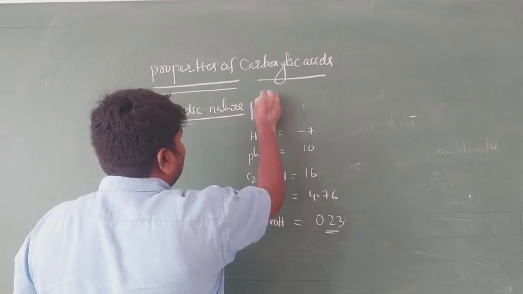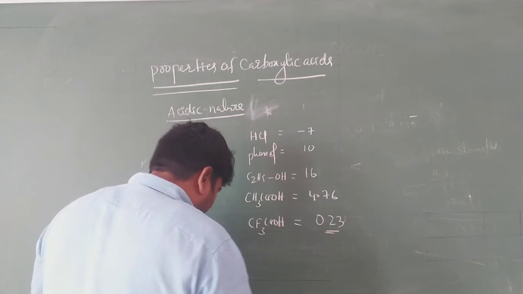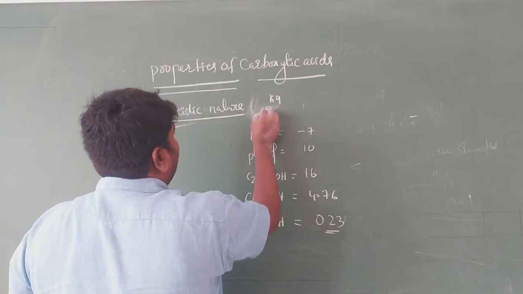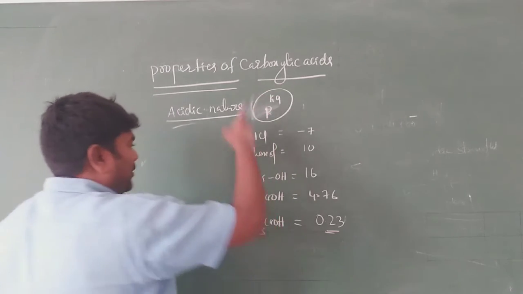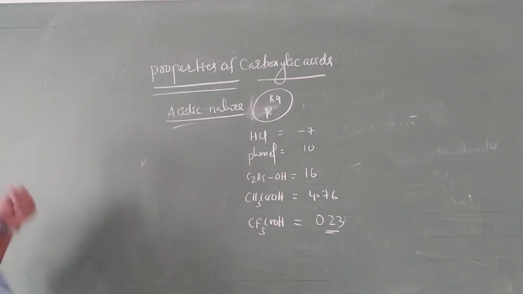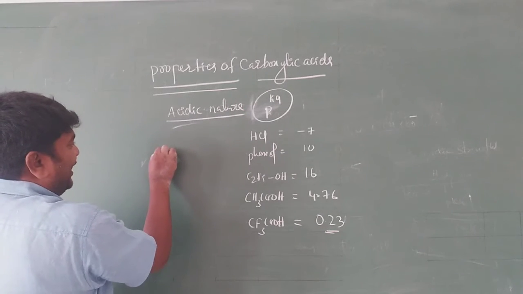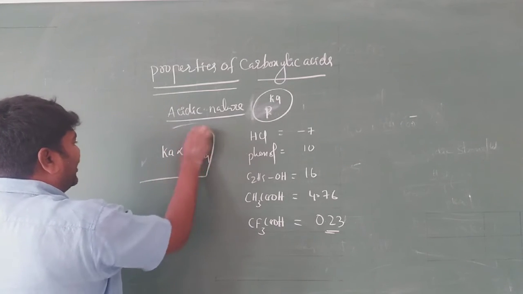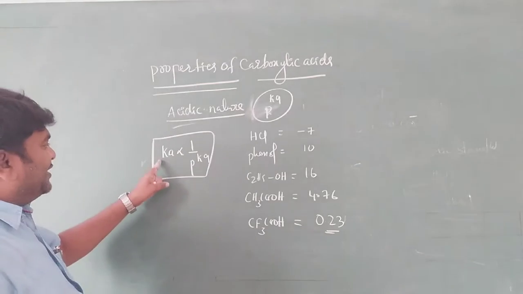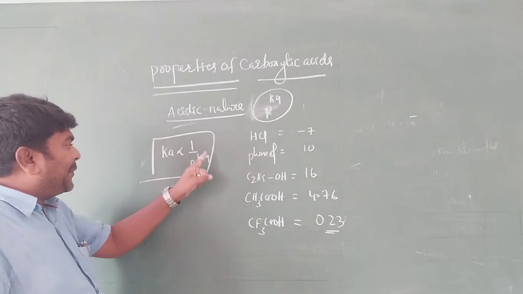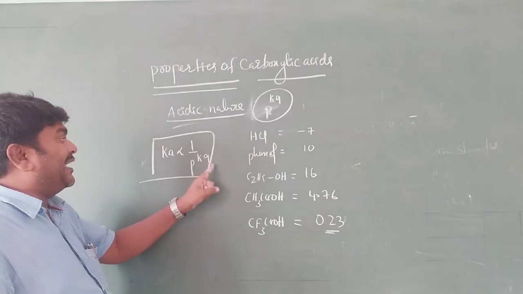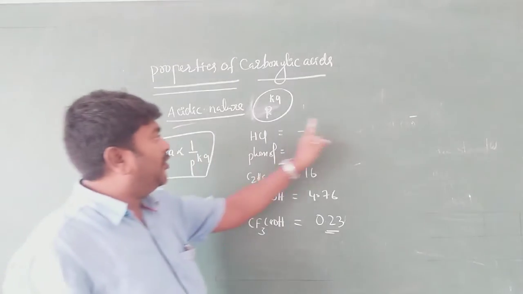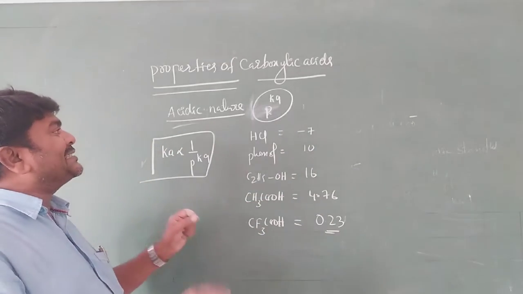These all are pKa values, not Ka values. Very, very important, my dear students. Ka is inversely proportional to pKa. I told clearly: as the Ka value increases, acidic strength increases. As the pKa value decreases, acidic strength increases. You have to verify which is the least pKa value.